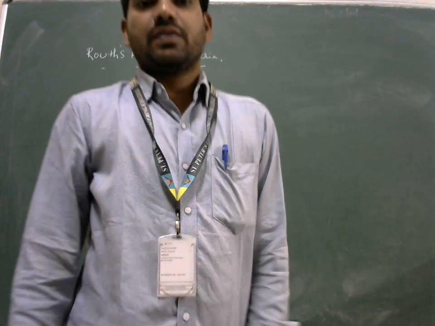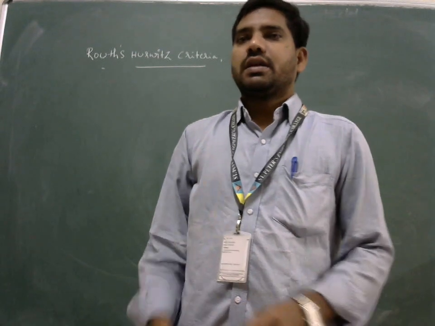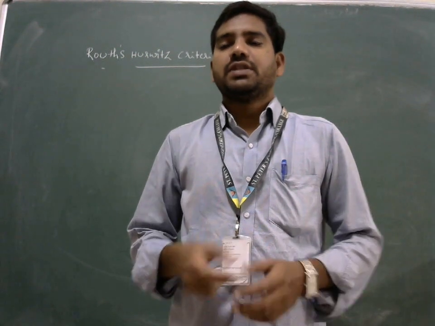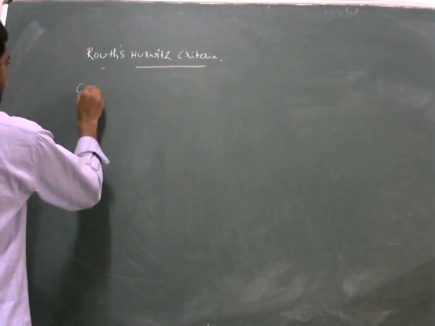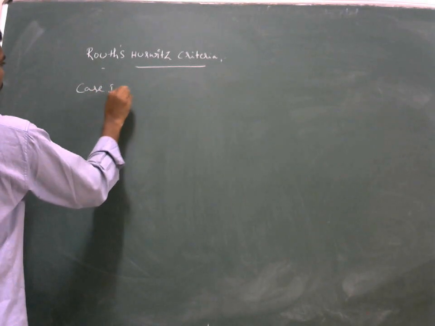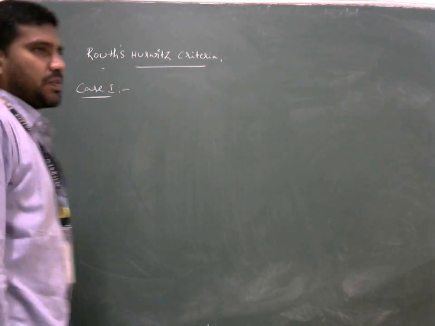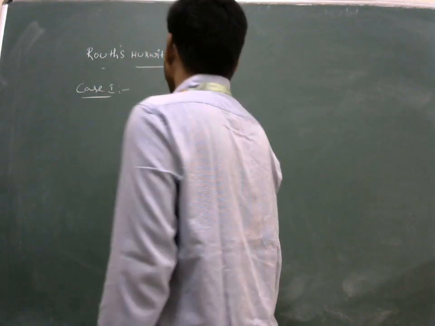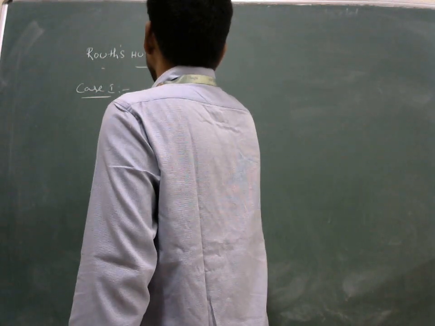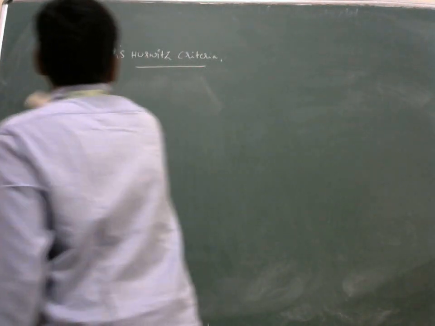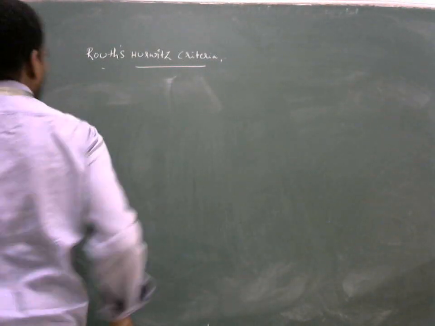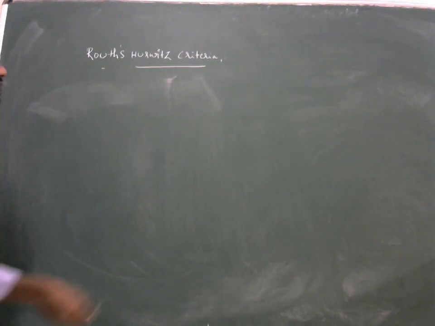In that, we have to know that there are three cases before using the Routh-Hurwitz criteria. We have to know about the three cases. The first case is, if the given polynomial equation, for example the polynomial P of s, before going to that we have to know the rules when we are going to apply the Routh-Hurwitz criteria.